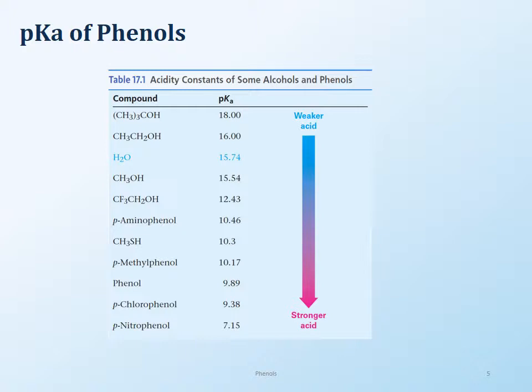Here is another list of pKa's, and this is a nice one because it compares the phenols with some other alcohols. Here is para-nitrophenol, very acidic, and then here are some of the other alcohols. It's a good handy table to have in case you're trying to compare and understand what makes an acid a good acid. You look at the substituents and then you figure it out.